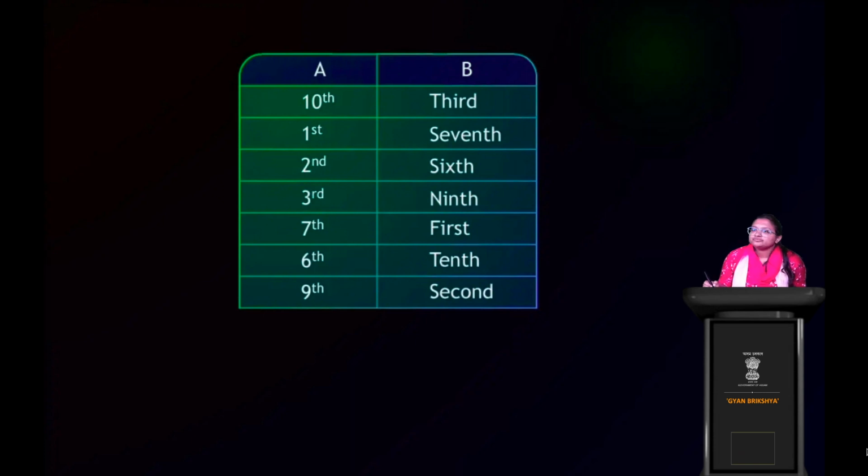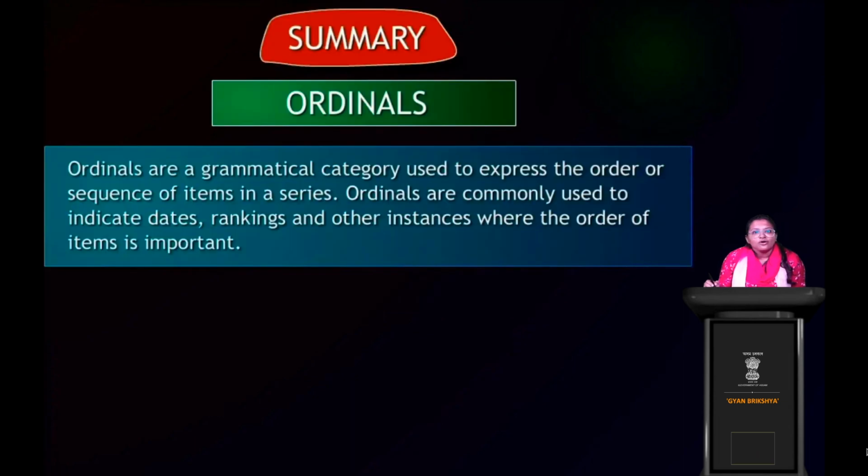Okay. Now, so let's summarize whatever we have learned today. So we have learned about what? We have learned about ordinals, right? So what are ordinals? Ordinals show the order or sequence of things, right? First, second, third, fourth, in this manner. You remember, we have learned the poems. We have looked at poems, right? Okay, now let's read the definition once.